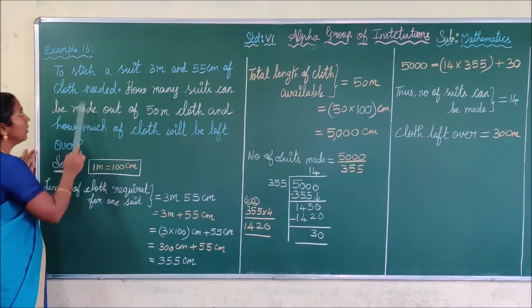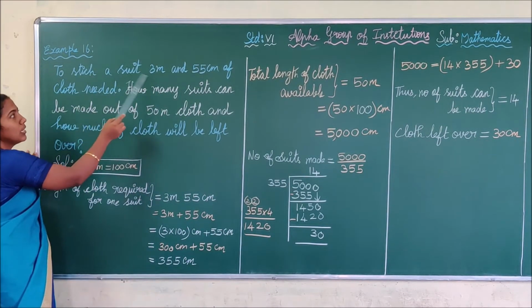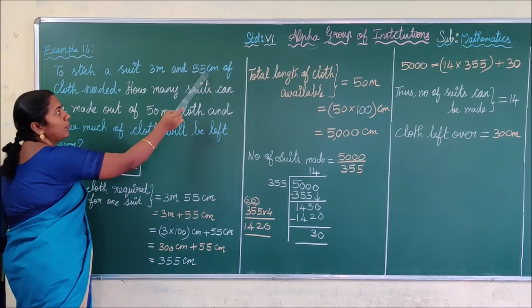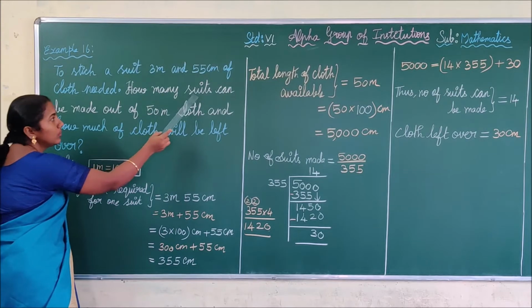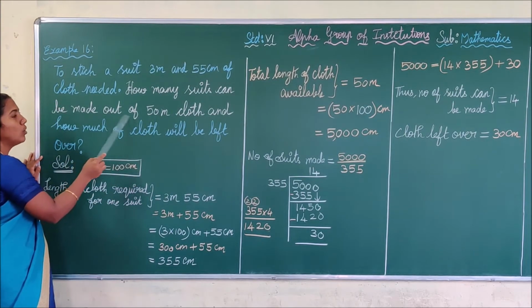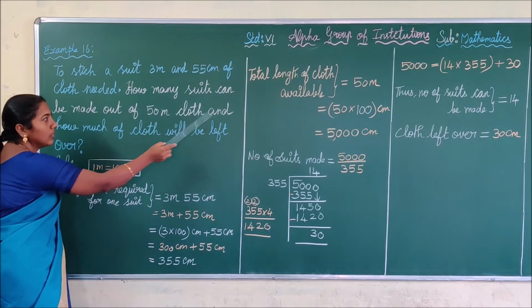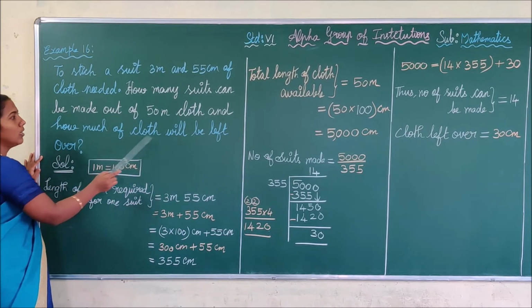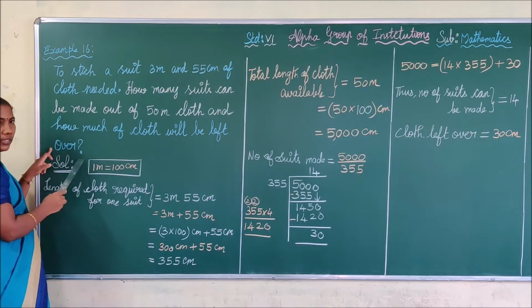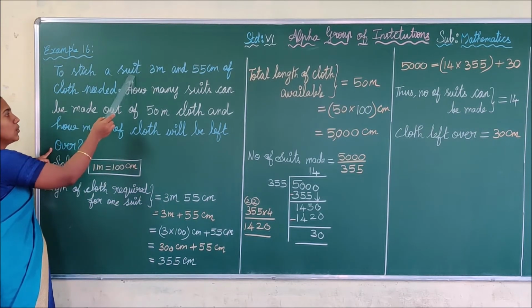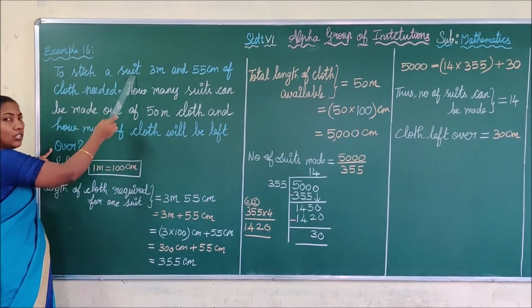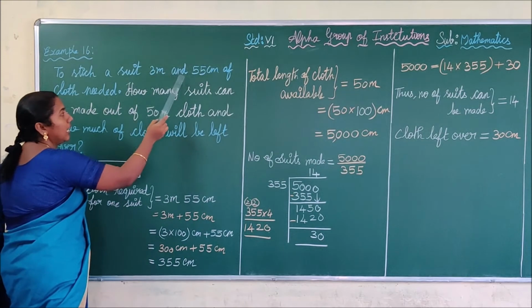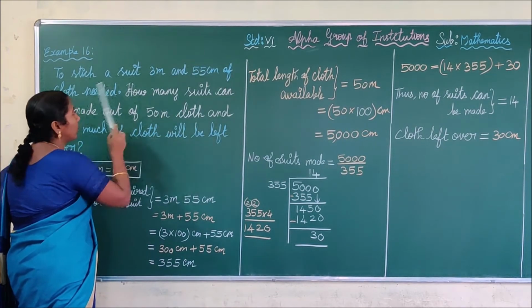Read the question, children. To stitch a suit, 3 meter and 55 centimeter of cloth is needed. How many suits can be made out of 50 meter of cloth and how much cloth will be left over? That is, to stitch a suit. Suit means a type of dress. To stitch a suit, it needs 3 meter and 55 centimeter of cloth.